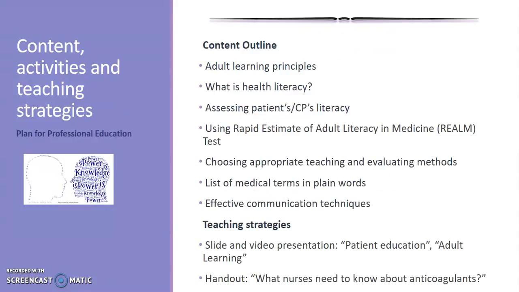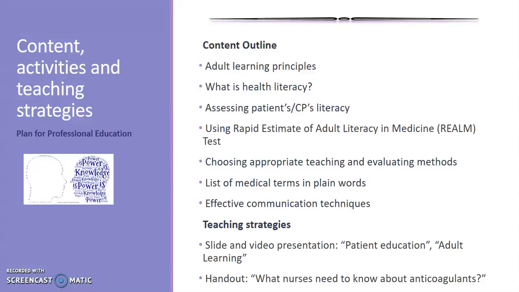For professional teaching, a nurse will use a slide and video presentation and handouts designed for professionals. Because nurses will be educating adult patients and care partners, they need to learn adult learning principles, what health literacy is, how to assess patients' and care partners' literacy, how to use the Rapid Estimate of Adult Literacy in Medicine test, and choosing appropriate teaching and evaluating methods. Educational materials will include a list of medical terms in plain words.